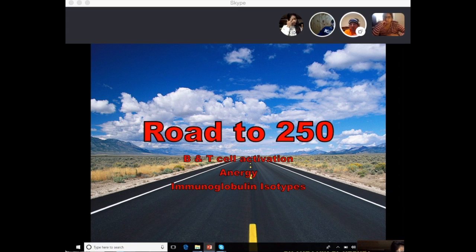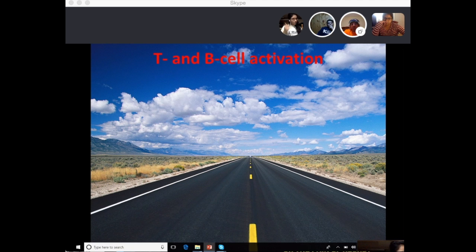Alright, so we got 3 topics today: B and T cell activation, Anergy, and Immunoglobulin Isotypes. We'll start with B and T cell activation. So this is going to be just really simply put, but what we need to understand about both B and T cell activation is that you need 2 signals in order for this activation to be complete.